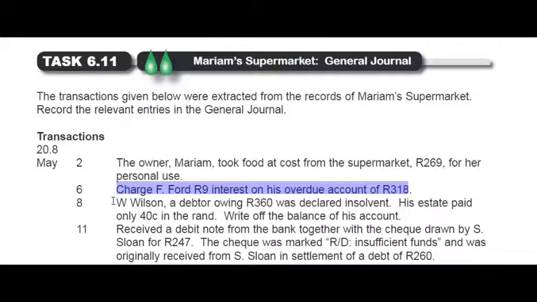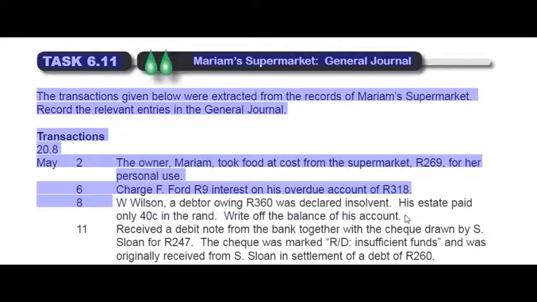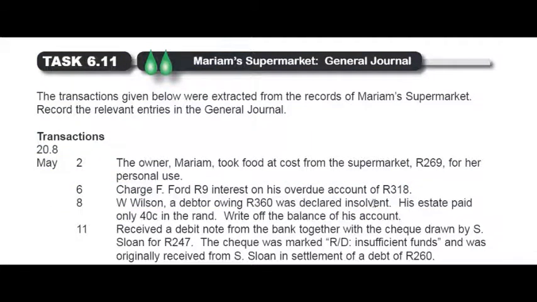Then the next transaction says W. Wilson, a debtor, was owing 360 Rand, was declared insolvent. His estate only paid 40 cents in the Rand off the balance of his account. Okay, so what happens here is W. Wilson's estate will actually pay the business 40 cents for every 1 Rand that he owed. That will be recorded in the CRJ. But in this case, you are not required to do the CRJ, so you can just ignore that.